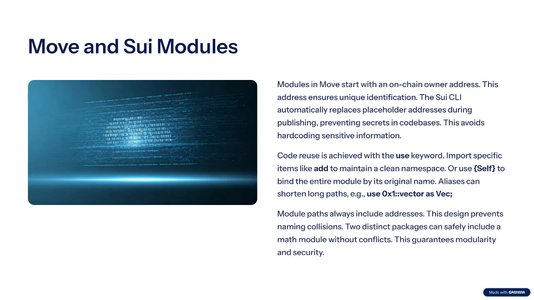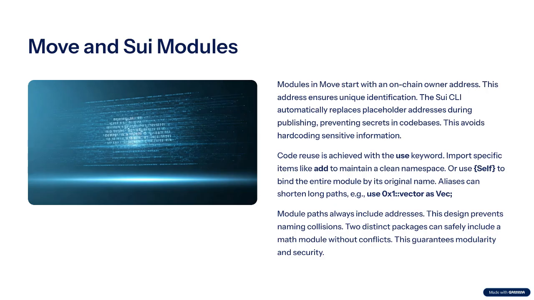When you declare a module, the first token is its on-chain owner address. During sui client publish, the CLI rewrites 0x0 placeholders with the package address returned by the network, so you don't hardcode secrets into Git. To reuse code, reach for the use keyword.